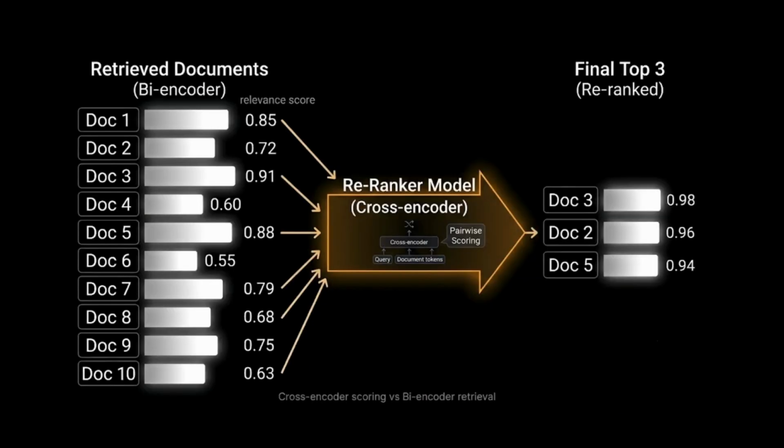Here's a nuance that a lot of people miss. Your initial retrieval gets you, let's say, 50 results, but you can't just dump all 50 into the LLM, right? Because that's too much context and a lot of it is just noise. So what do you do? You run a re-ranker.